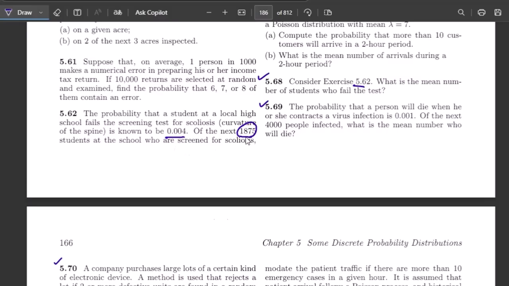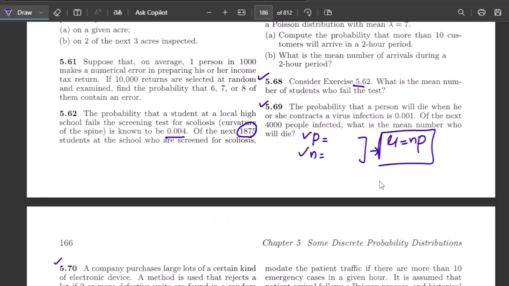The sample size here is 1875, which is n, and in order to find the mean number of students who fail the test, we have to use the formula mu equal to np for the Poisson distribution. We have n, we have p, we can put the values here, and on the basis of it we will find the mean number of students who fail the test. So mu equal to np is the formula which we will use here.